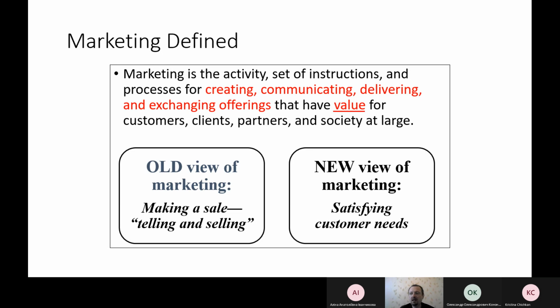For example, if I'm thirsty but I don't have money to satisfy my need, I'm not interesting for the company which produces, I don't know, soda water, because yes, I'm thirsty, but they want not to present me this water but to sell me this water.